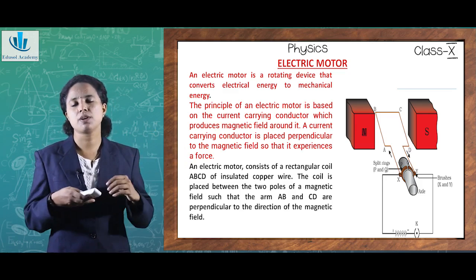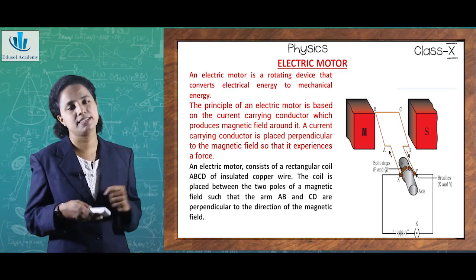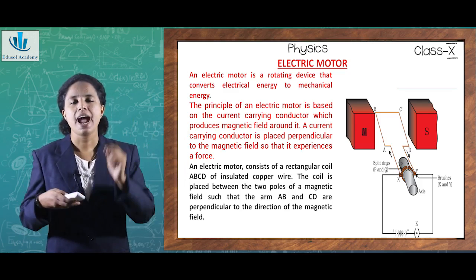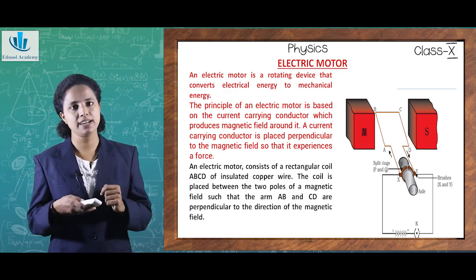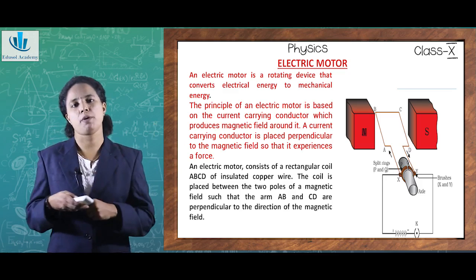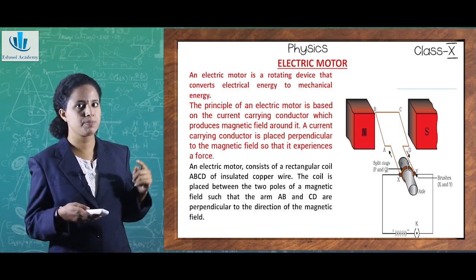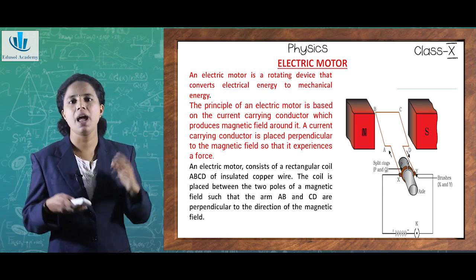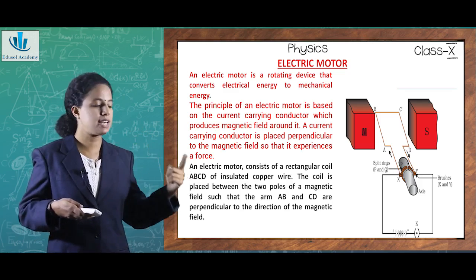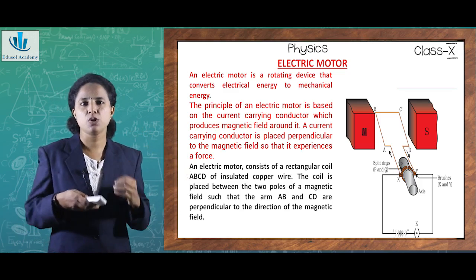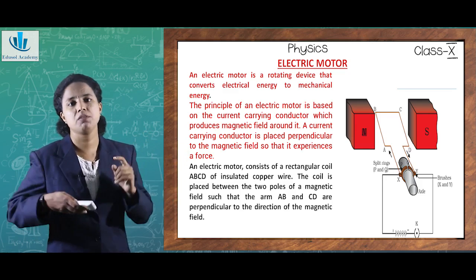An electric motor mainly consists of a rectangular coil ABCD as we have shown in the figure. The peculiarity of this rectangular coil ABCD is that it is made up of insulated copper wire. The coil will be placed, as you can see in the figure, in between the two poles of a magnetic field, isn't it? On one side there is the north pole and on the other side the south pole of a magnet. So, we are placing the coil in between the two poles of the magnetic field.